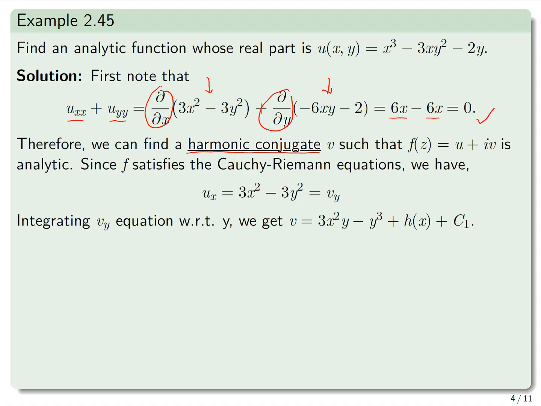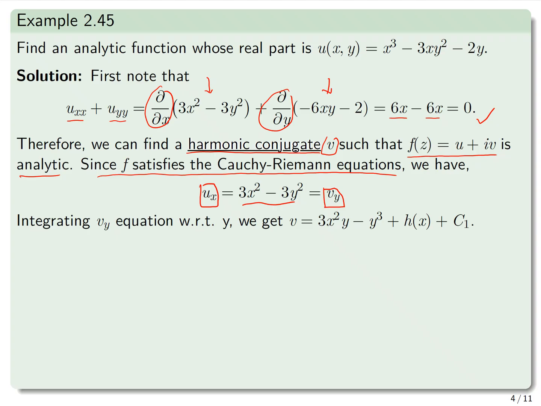So let's say that is v, such that f(z) equals u plus iv is analytic, because you showed that u is harmonic. Now we also know that since f is analytic, it satisfies the Cauchy-Riemann equations, that means u and v should satisfy the Cauchy-Riemann equations. So that means u_x, the first partial derivative of the given function, which is 3x squared minus 3y squared, should be equal to v_y.